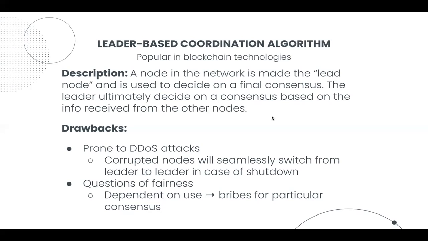There are also questions of fairness using a leader-based coordination algorithm. Dependent on its use, whether that be for blockchain, ordering transactions on the chain, or adding blocks to the chain, it essentially increases the reward for a particular node, and if bribed, the lead node does get to make the final decision.